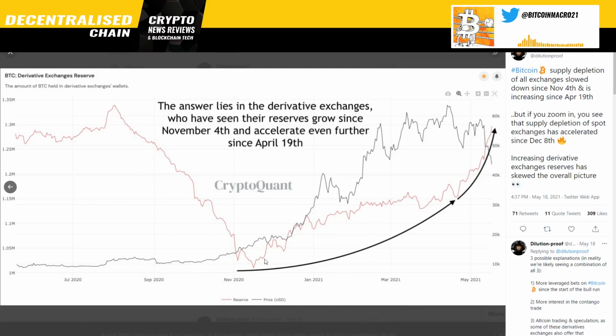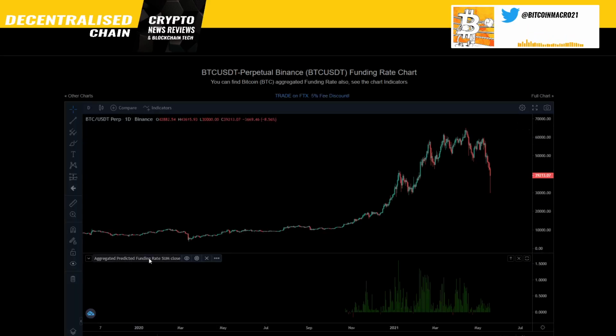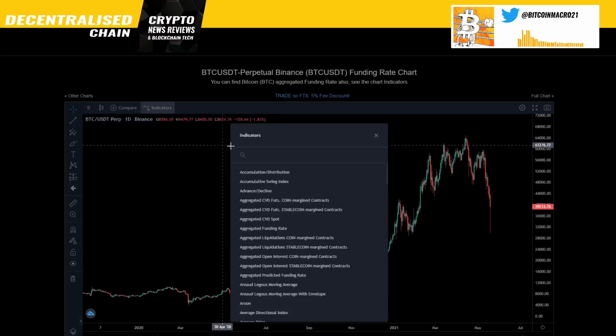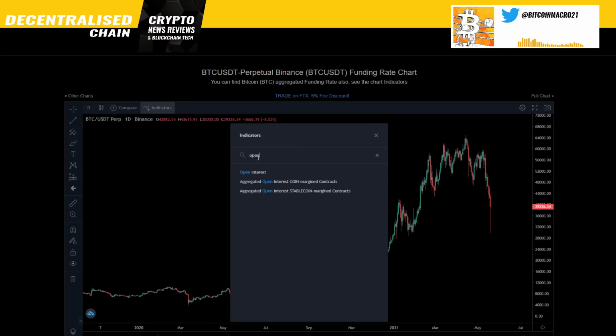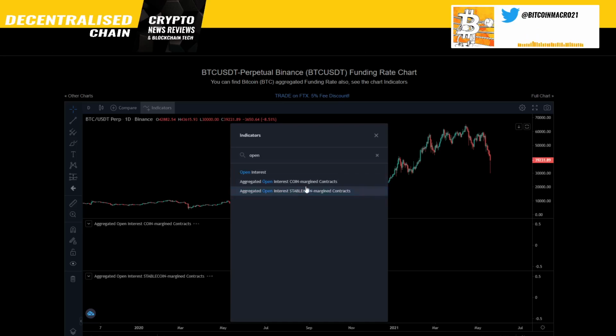Usually when those exchanges have their funds depleted, the less money those exchanges have, the more likely it is that the market is going to go higher. And that's why futures do matter. Now, having said that, we can just have a little look at the open interest, because in my opinion, it does matter a lot. We can look at the two different open interests of coin margin contract and stablecoin swaps.